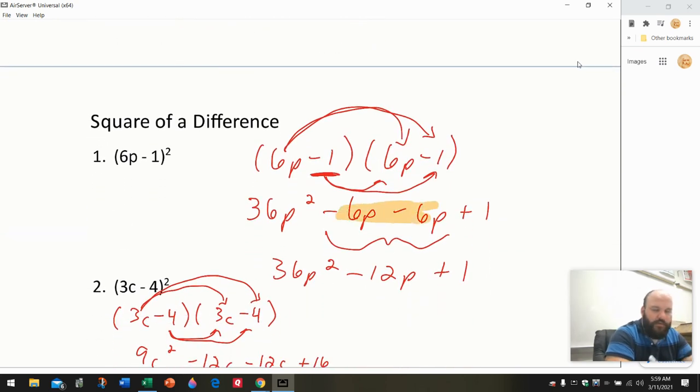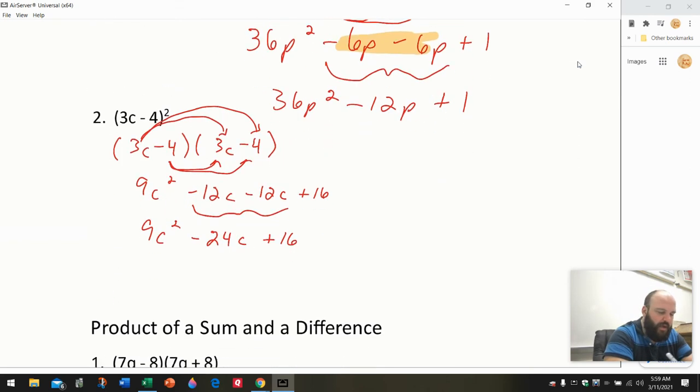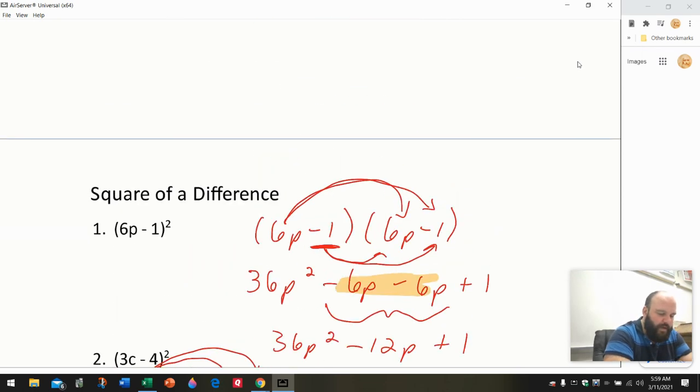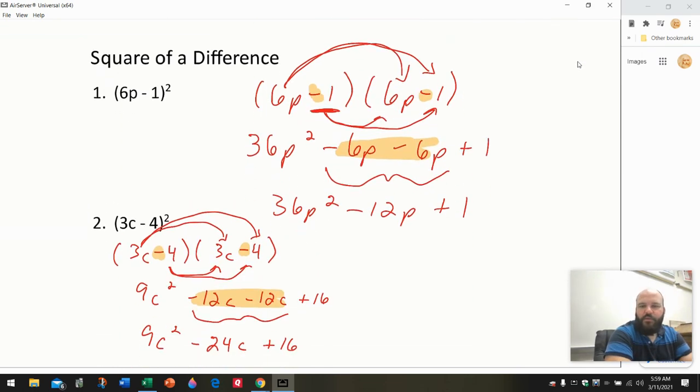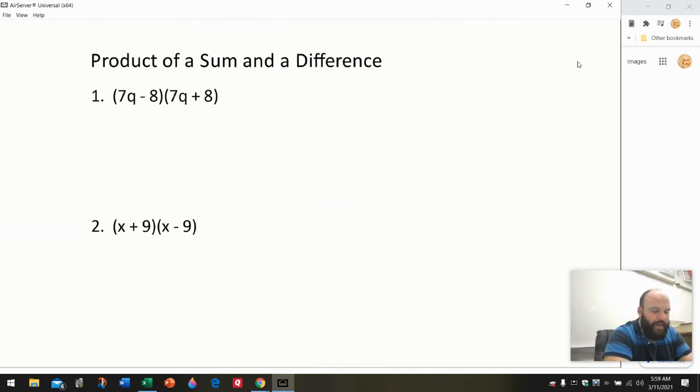In the difference, you had a negative 6p, and then in this last one, you had negative 12c and negative 12c. The reason why those terms end up being the same is because what you're multiplying together are both the same expression. Because both of the signs were the same in those expressions, you had a negative here and a negative here, those two center terms combine and create a new term.